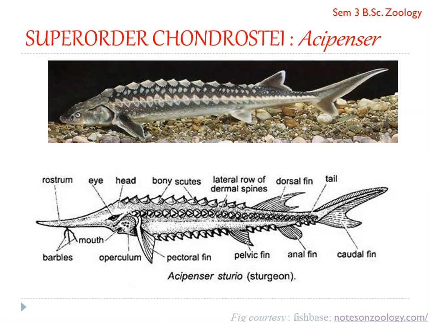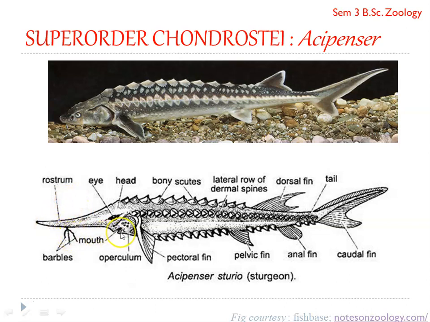So we can see the example Acipenser. Acipenser is commonly referred to as sturgeon, as we have already seen. It has an elongated snout bearing barbels. This is an elongated snout, referred to as the rostrum over here, with barbels on the ventral side.